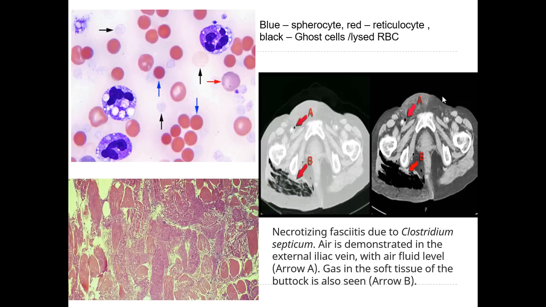So now you have to tell me, what is this? Quickly. You can see muscles. This is all muscle necrosis. This is a peripheral blood smear of a patient with hemolysis. What is this? Red is reticulocyte. What is blue? Blue is spherocyte. What is this? Black. Looks like a ghost. It's a ghost cell. Ghost cell is a lysed RBC. So if you see this picture, this is the classical picture of hemolysis.